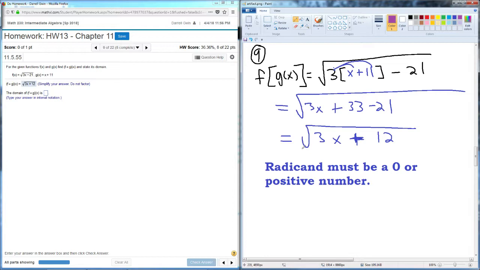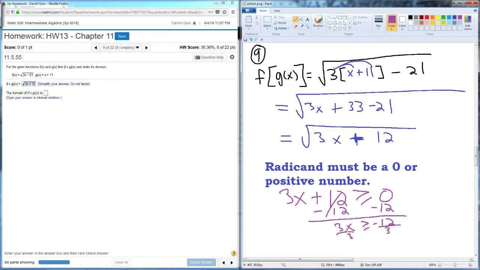If the radicand was negative, you'd have the square root of a negative number, which becomes imaginary or not real and not in the domain. So basically, we're saying that 3x plus 12 must be greater than or equal to 0. How do I solve for x? We're just going to subtract 12 from both sides. We got 3x is greater than or equal to negative 12. Divide by 3. If I divide by a negative, I'd have to flip the sign, but we're not dividing by a negative, so don't worry about that. X is greater than or equal to negative 4.